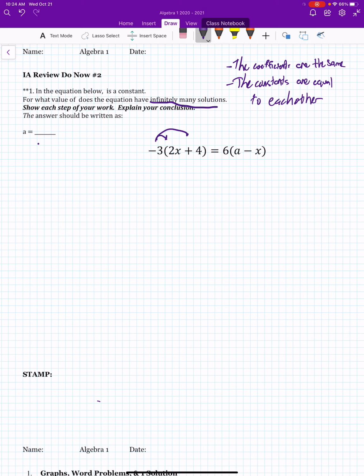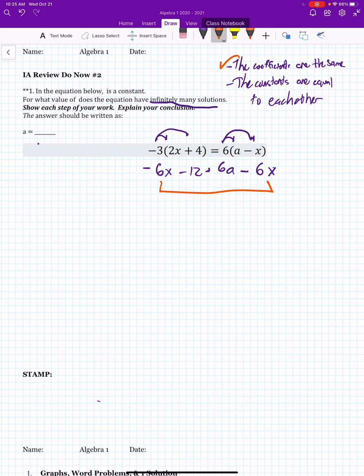Now I see that we have a coefficient being multiplied by a quantity, so I want to distribute each term. So negative 6x minus 12 equals 6 times a, 6a minus 6x. Right off the bat, we have two same coefficients, so that checks off that characteristic. They both equal negative 6.